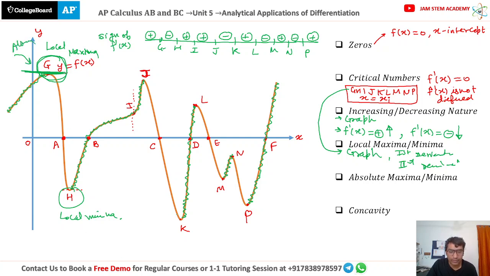And as you can see from the graph, only at k, the y value is as minimum as possible. So k is also the absolute minima.